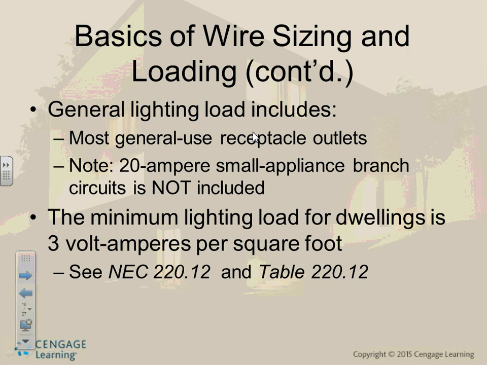Okay, let's talk about laying out receptacles and lights in a house. Very simple, very easy, straightforward, no calculation needed. When you do general lighting in a dwelling, you're going to have something called general use receptacles. They're general use receptacle outlets. And there are sacred cow outlets, like in the kitchen, in the laundry, and bathroom. These need their own dedicated circuits. Everything else is general purpose receptacle.